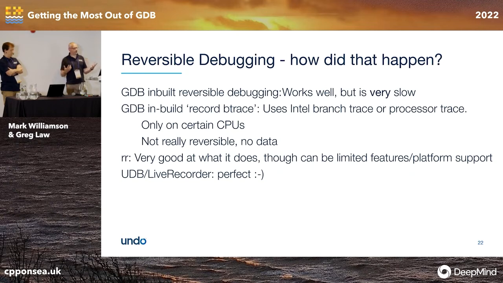There is a thing on newer Intel CPUs, record btrace, which, if the CPU and the operating system support it, will use some Intel functionality. It will come back to me. They'll just record all of the branches that your program makes. I keep wanting to say ptrace, but it's not ptrace. And we'll figure it out.